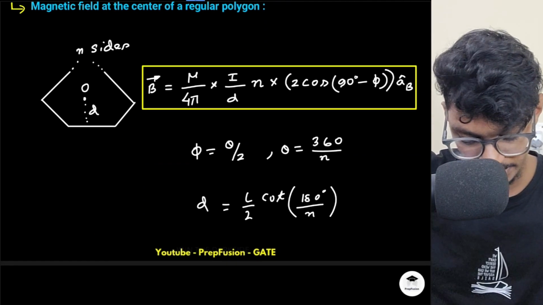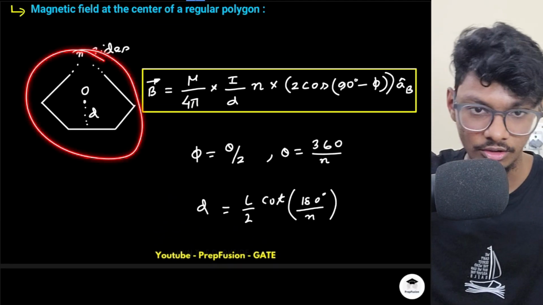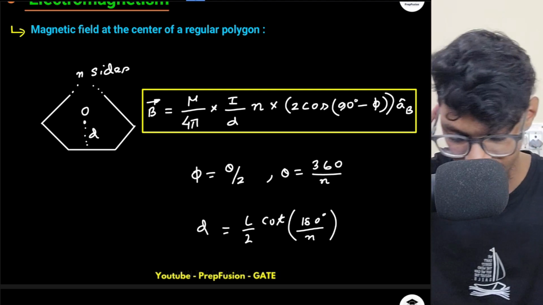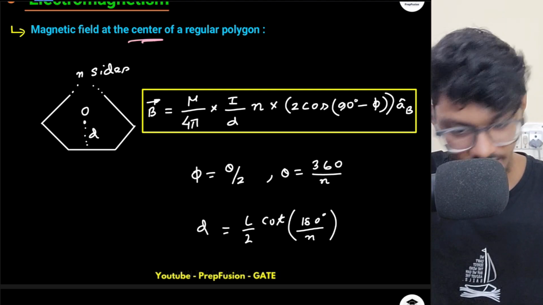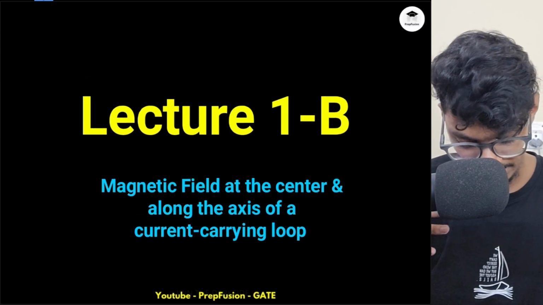Okay, so this was the expression for this regular polygon. If it is a regular polygon of n sides, I can easily find out the magnetic field at the center. This is only valid for the magnetic field at the center, not at any other place. This is symmetrical, that's why. So now we'll start with today's lecture basically.